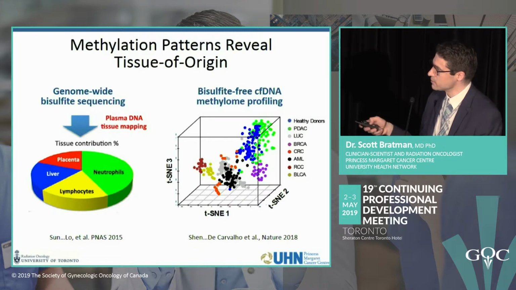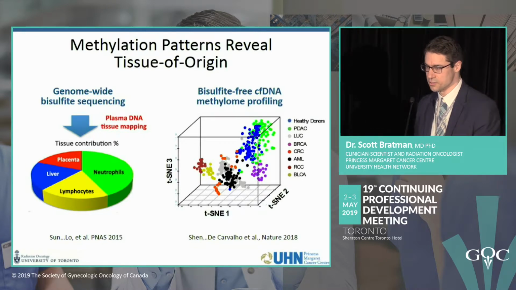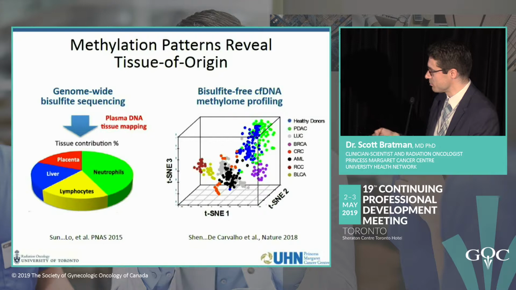Similarly, genome-wide methylation sequencing is also being explored as a way to deconvolve different tissues of origin. And groups have shown that, for example, using this approach, blood cells could be distinguished from liver or placenta or even cancer tissues based on methylation patterns.